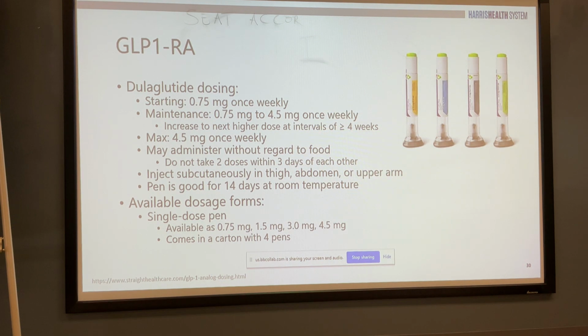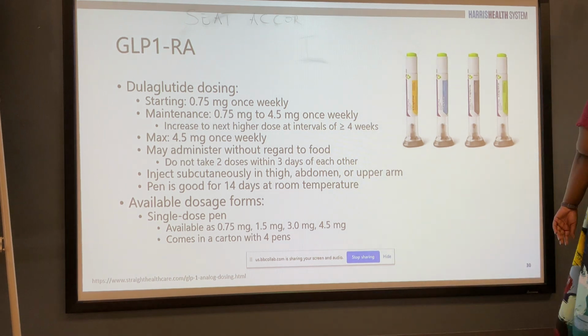All right, so we have Trulicity or Dulaglutide, which is my favorite. It's one of my favorite GLP-1s. They have 4 available pens, and it's available as 0.75, 1.5, 3, and 4.5 milligrams, and they inject it once weekly. What's really cool about Trulicity, it's a good GLP-1 to use if patients are scared of needles. You don't see the needle. So to put it, let me see.